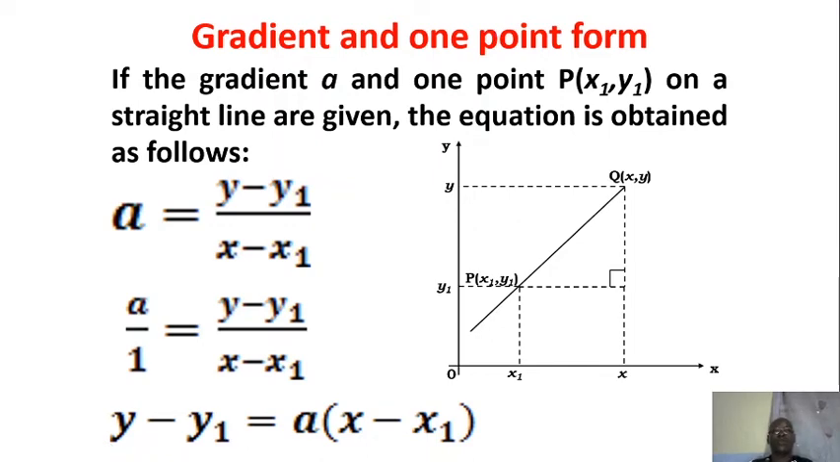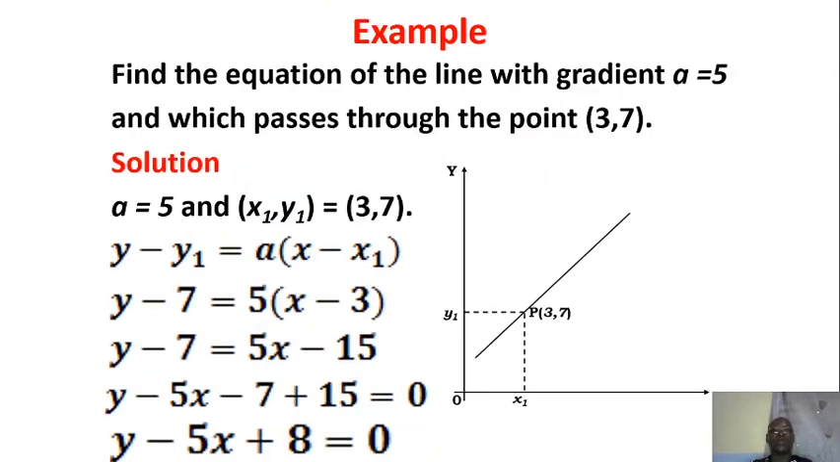Can we use it to solve any problem? Of course we can. Let's go ahead to check if there is anything like that. Example: find the equation of the line with gradient A equal to 5 and which passes through the point where x is 3 and y is 7. You can see it. We have drawn it.